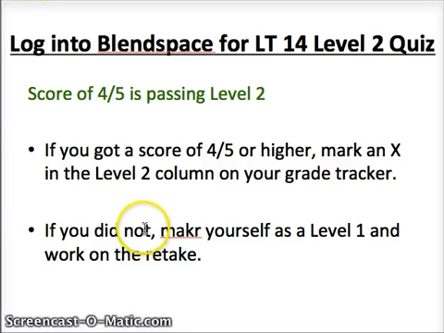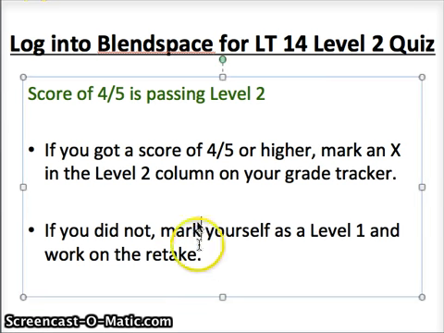Now, let's test your knowledge and see how well you understand these words and the concepts. So at this time, you're going to log into Blundspace for the LT14 Level 2 quiz. Remember that a passing score is at least 4 out of 5. And if you get a 4 or a 5, 4 out of 5 or higher, mark an X in the Level 2 column on your grade tracker. If you didn't, mark yourself as a Level 1. And then you're going to retake the quiz. Okay, and that's it.